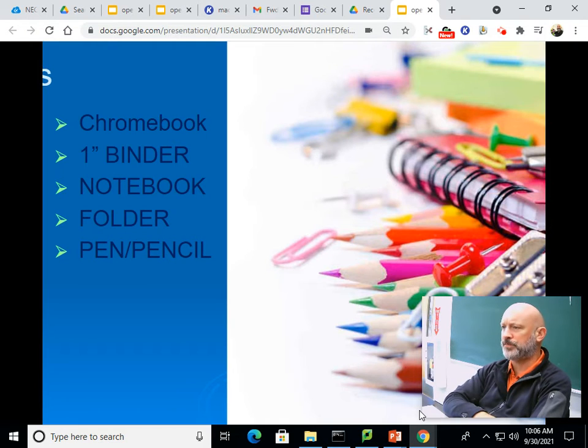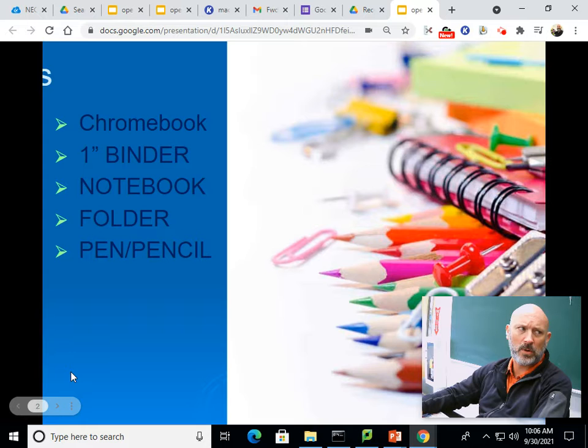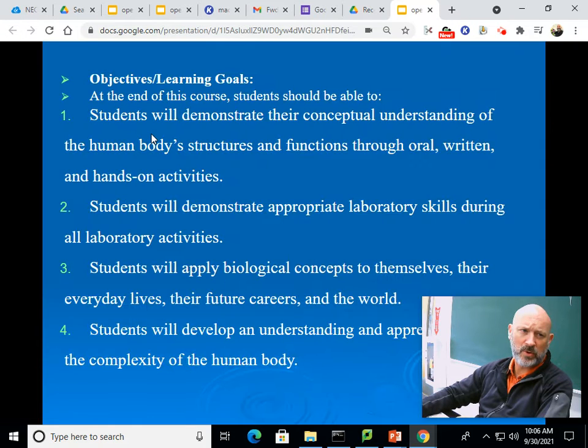In addition to that, it is a good idea for them to come to class with a binder, a notebook, a folder. Sometimes we hand out papers that are important and we need them to keep them safe. So having a folder is important. Having a notebook is important. Something to write with is also important. But the Chromebook I think is the most important.